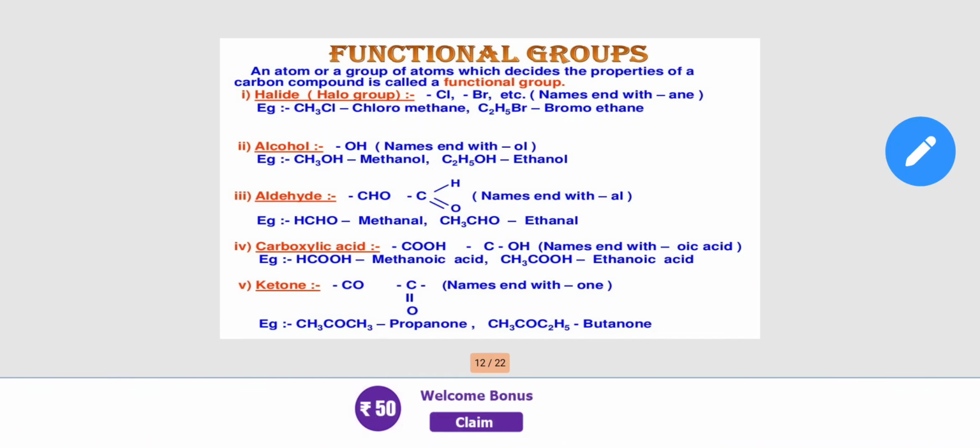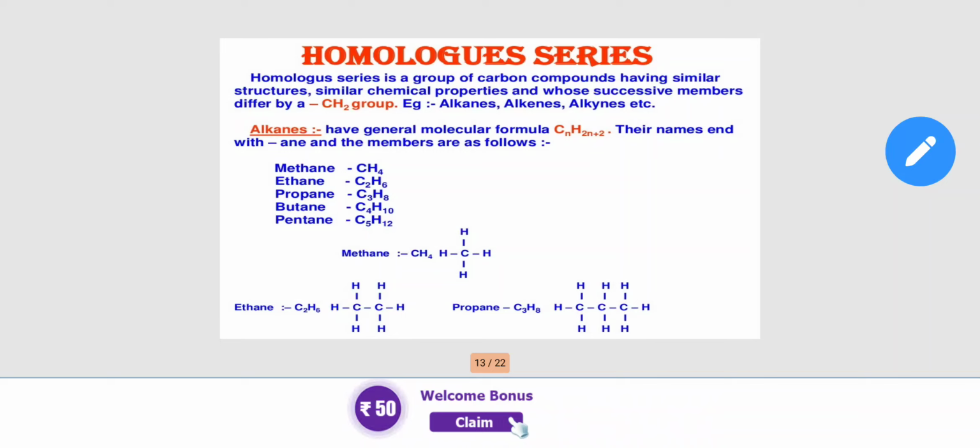Aldehydes end with al, methanal, ethanal. Carboxylic acids are called oic acid, methanoic acid, ethanoic acid. Ketones end with one, propanone or butanone. You can remember the prefixes also. Three carbon is prop, four carbon is but. Okay, we can discuss homologous series.